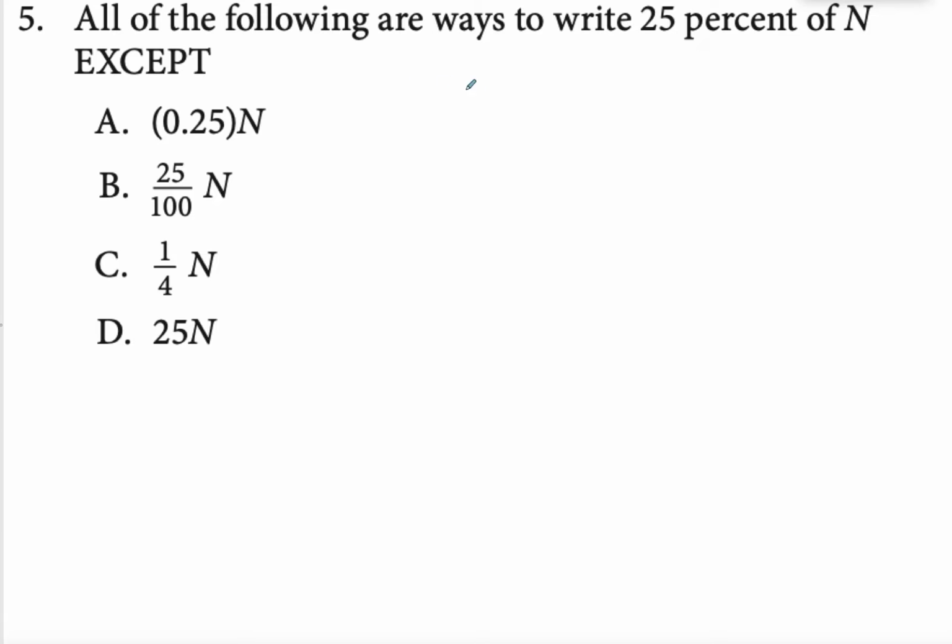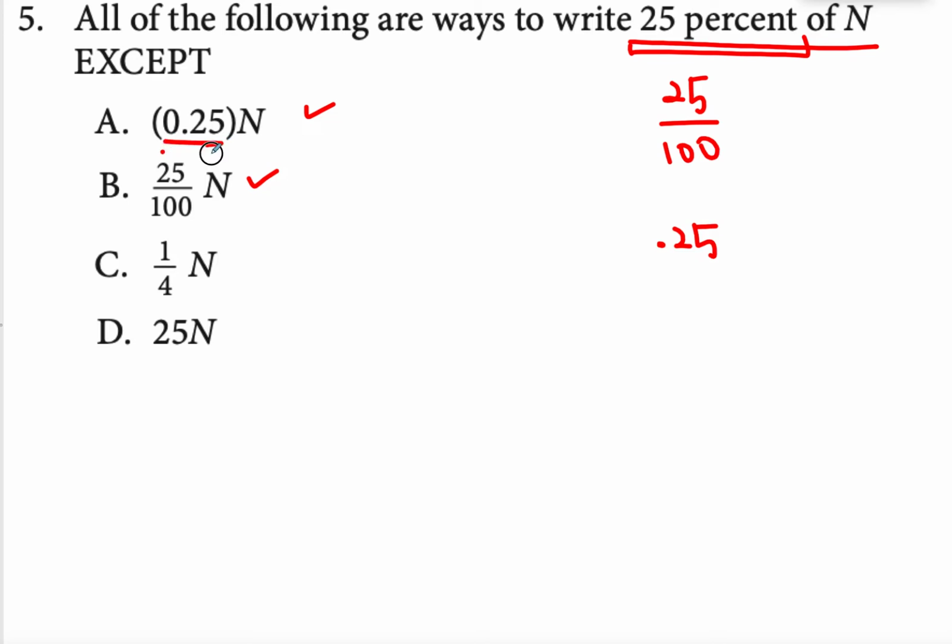Number 5. All of the following are always ways to write 25% of, and what does that mean? 25%, that means I can write down 25 over 100 or 0.25. So 0.25, that works. 25 over 100, that works. But in fact, if you look at it, 1 over 4 is 0.25 anyway, so that works as well. The last one that doesn't work is 25n. 25, this in choice D doesn't include the concept of percent. That's why choice D would have been the correct answer.